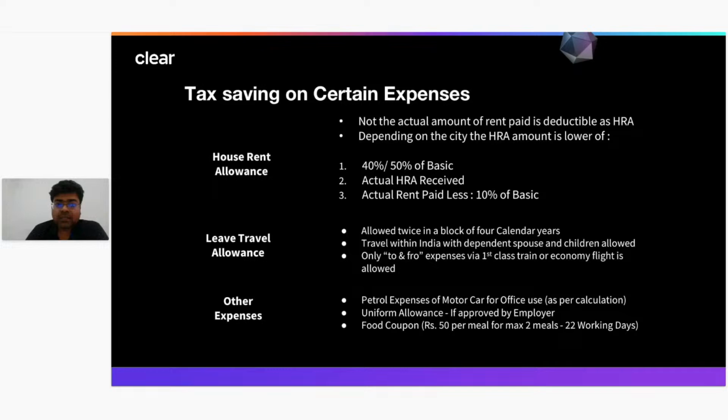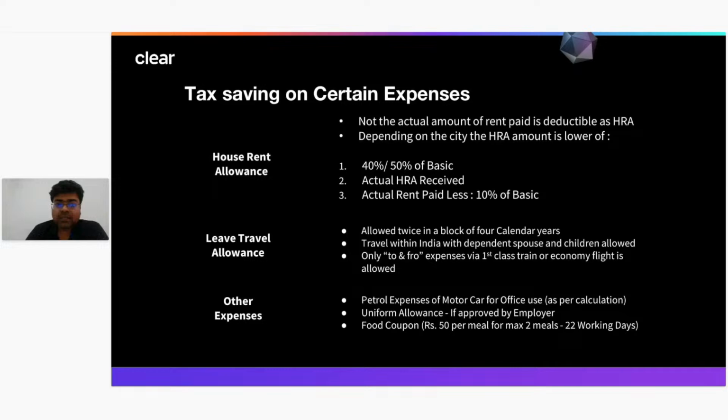many of us are under the notion that any amount of rent that I'm paying can be claimed as house rent allowance, or rather the amount of rent that we are paying, the entire sum will be deducted from my salary as house rent allowance. However, that is simply not the case.